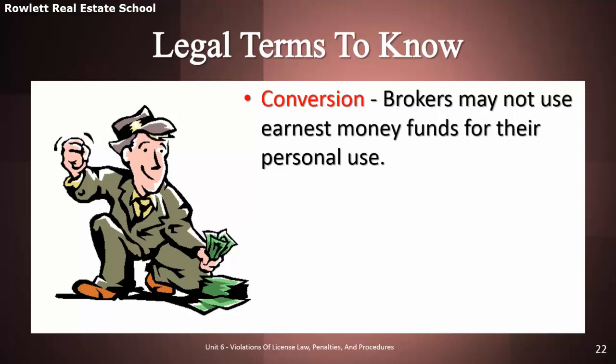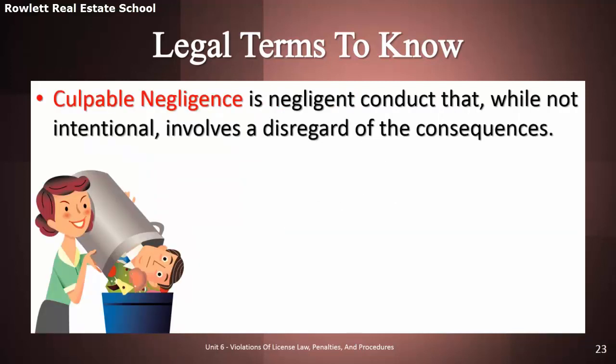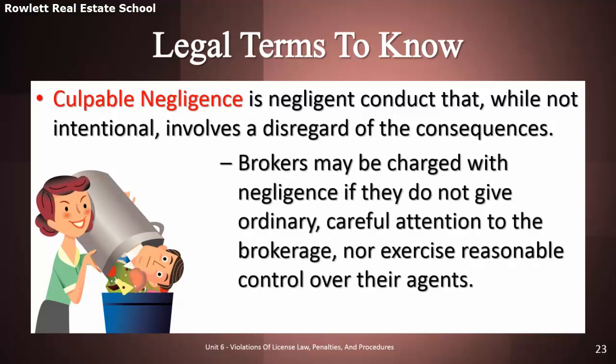Conversion. Brokers may not use earnest money funds for their personal use. Culpable negligence is negligent conduct that, while it might not have been intentional, still involved a disregard of the consequences. Now, brokers can be charged with this if they do not give ordinary careful attention to their brokerage or exercise reasonable control over their agents. Think of it as throwing the baby out with the bathwater. It was an accident, but really you should have been paying more attention.